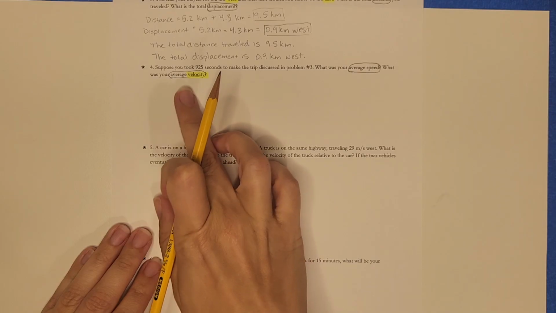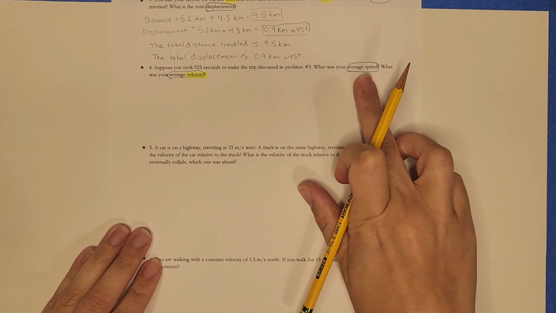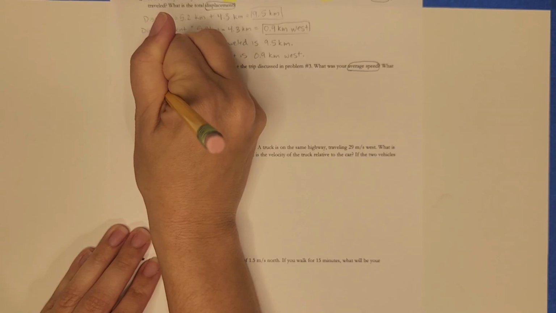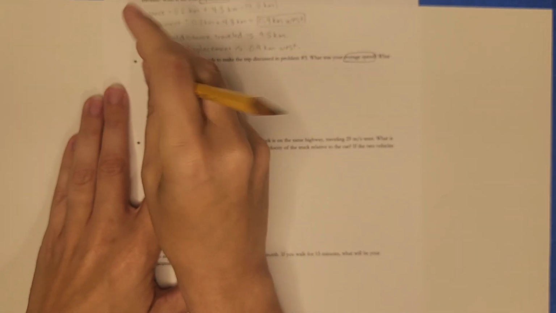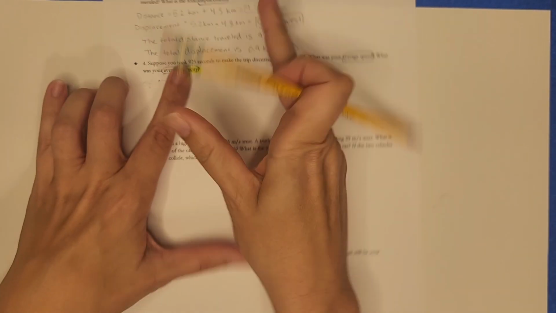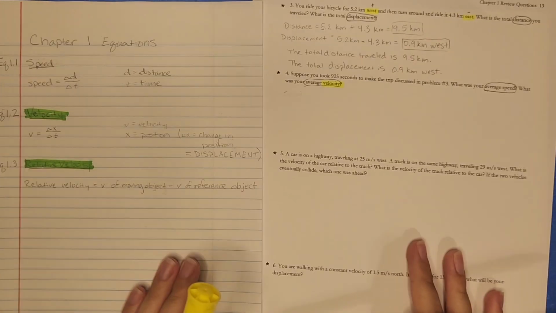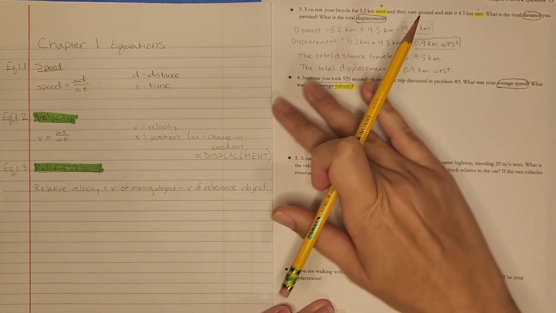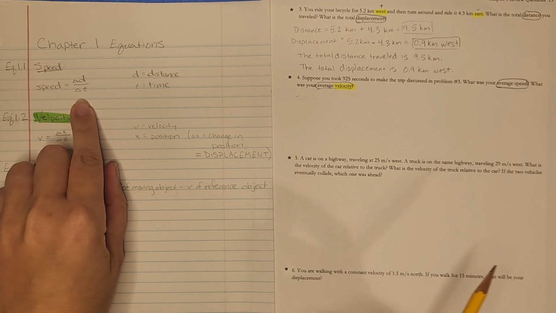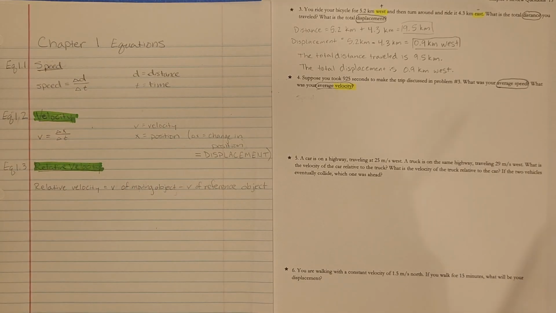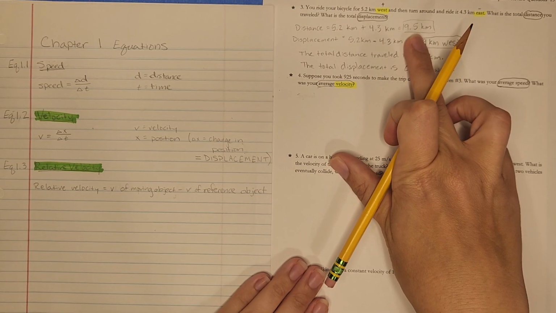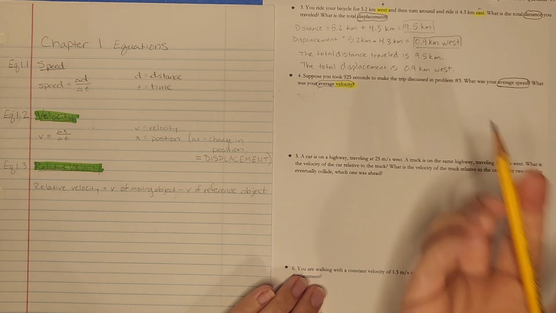So let's do speed first. Speed equals distance divided by time. Actually, I'm not going to write that here. I'm just going to refer to this. If it helps you to write it as part of the answer, that is great. But speed equals distance divided by time, my delta D divided by delta T. So my distance was 9.5 kilometers.